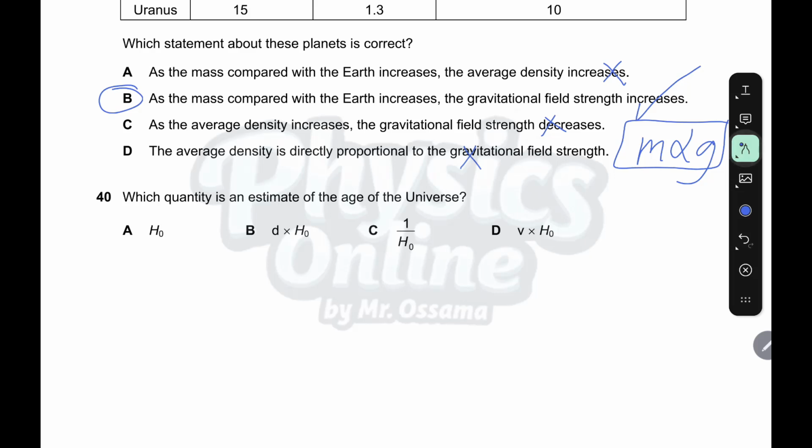Which quantity is an estimate of the age of the universe? Of course, 1 over H naught, where H naught is the Hubble constant.